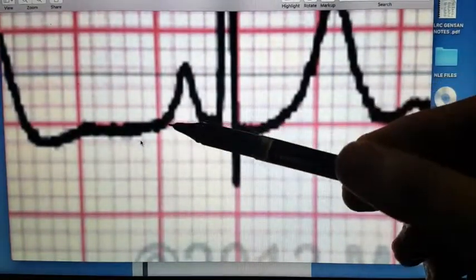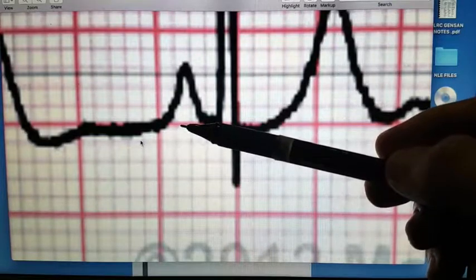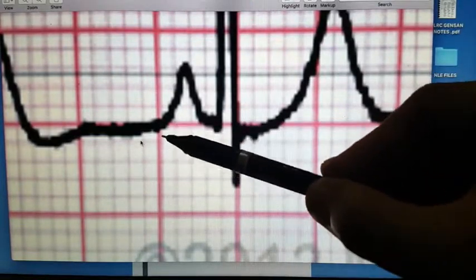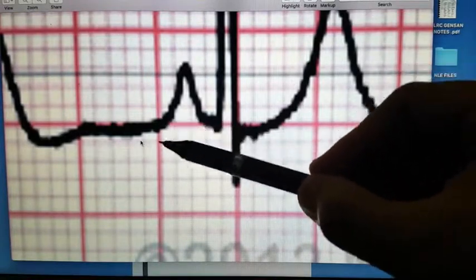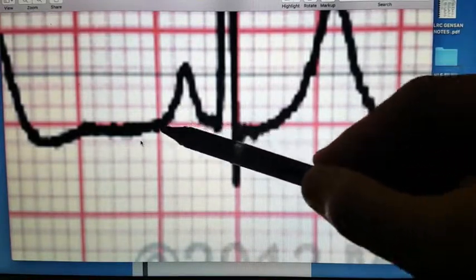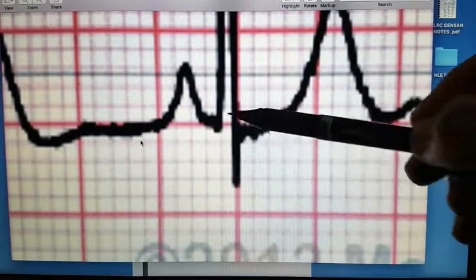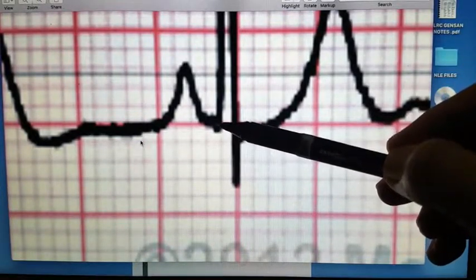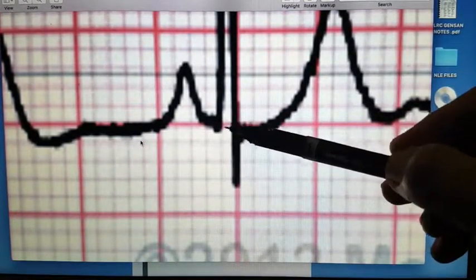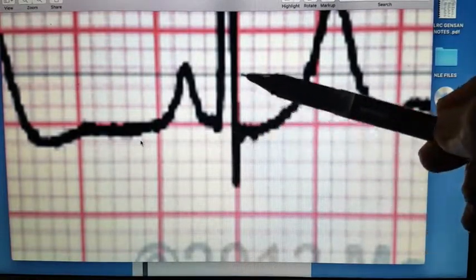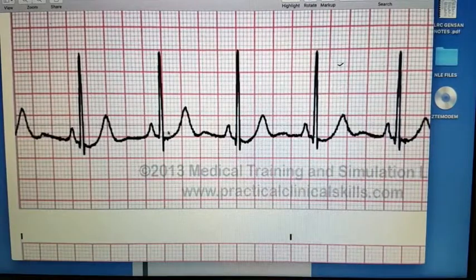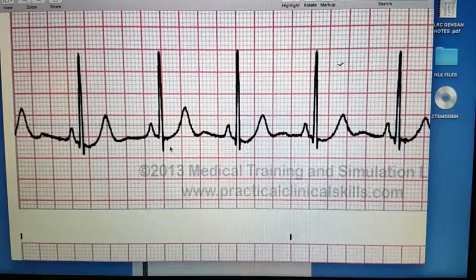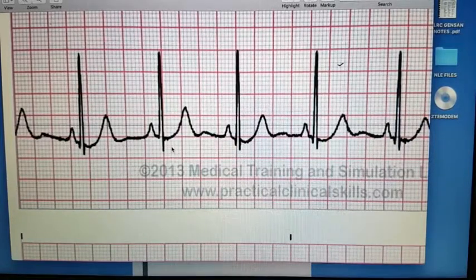Remember that the normal PR interval will be 3 to 5 small boxes, right? So let's count. 1, 2, 3, 4. Normal PR interval? Yes, normal PR interval. What about QRS complex? Remember, the normal QRS will be 2 to 3 small boxes. Remember, it's 2. Am I right? So it's normal. So you try to check, lahat ba normal ang PR interval? Yes. Lahat ba normal ang QRS complex? Yes.